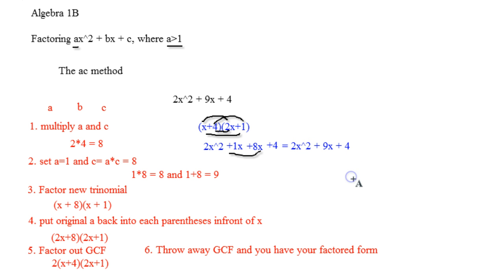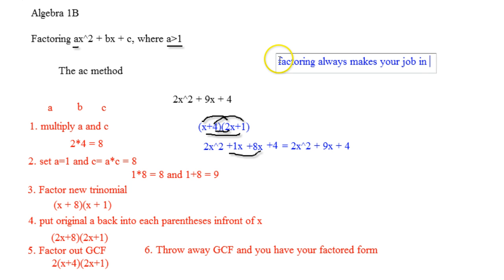And if you follow the steps correctly, it should work every time, so that when you get done factoring, you should be able to distribute again or do FOIL and get the same answer as what you began with. Why would you want to do that? I don't know, but I do know this: factoring always makes your job in math easier. I always tell my students, factoring always makes your job easier. Let's try to make it easier every time. Let's do some more problems.